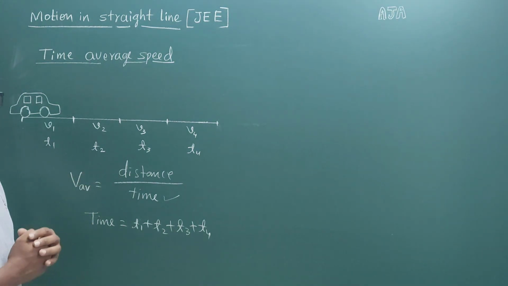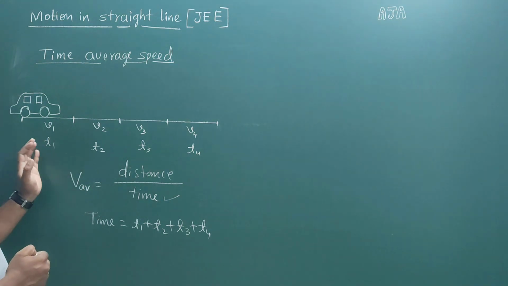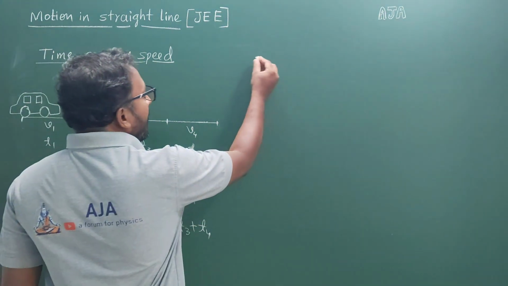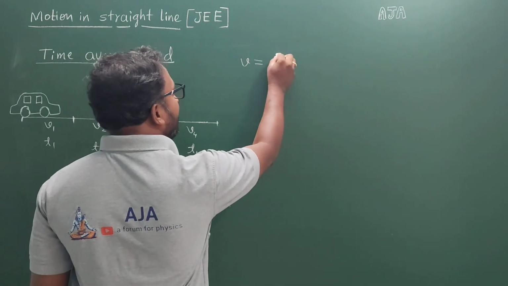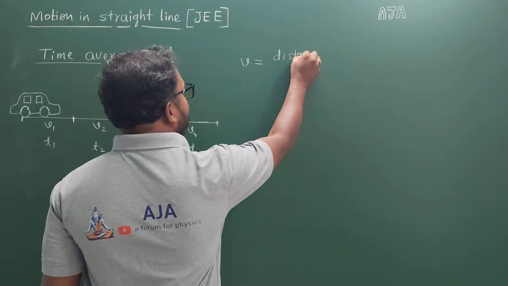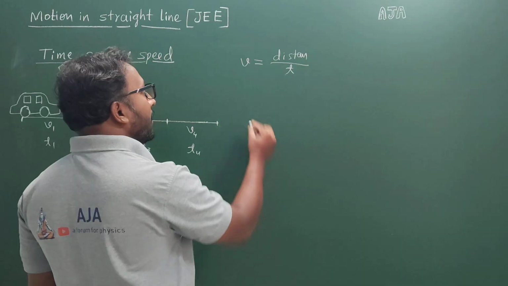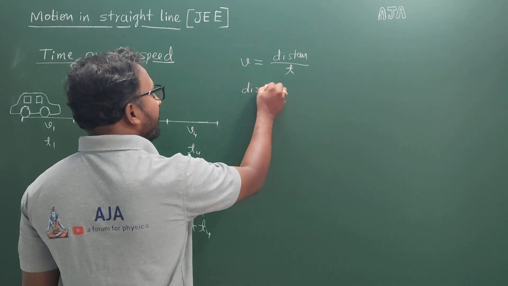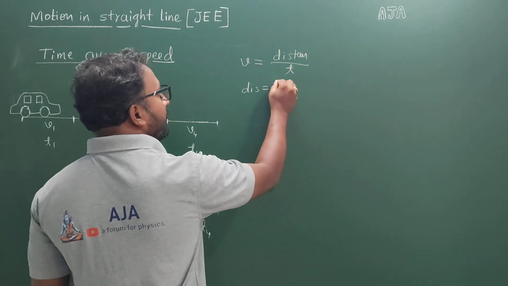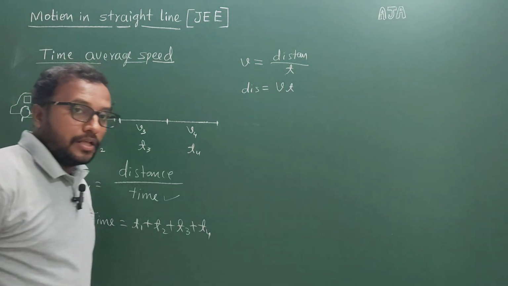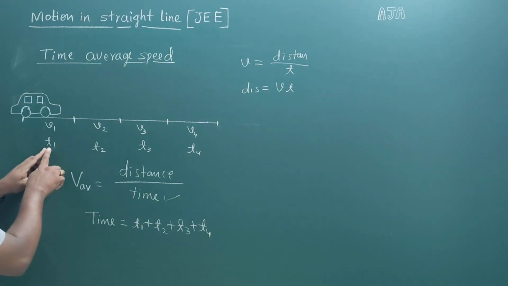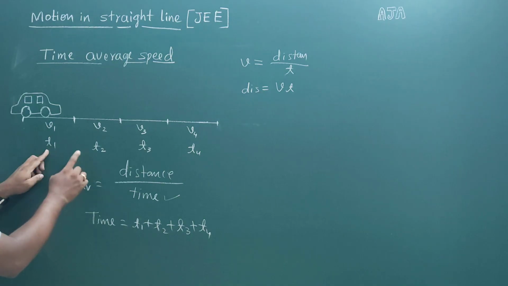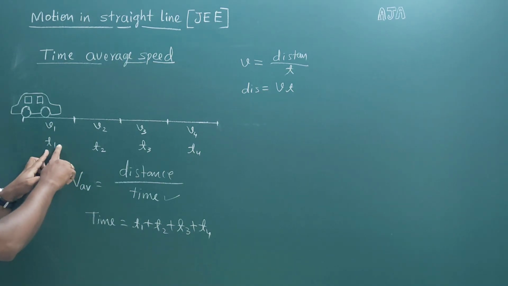But what about the total distance, which is not mentioned in the problem? Still, we can calculate the total distance covered. I will use the general formula for speed. You know that speed is nothing but distance divided by the time taken. So distance can be calculated by taking t to the other side. How much distance the car has traveled in the time interval t1 can be calculated by multiplying the speed with the time interval itself.